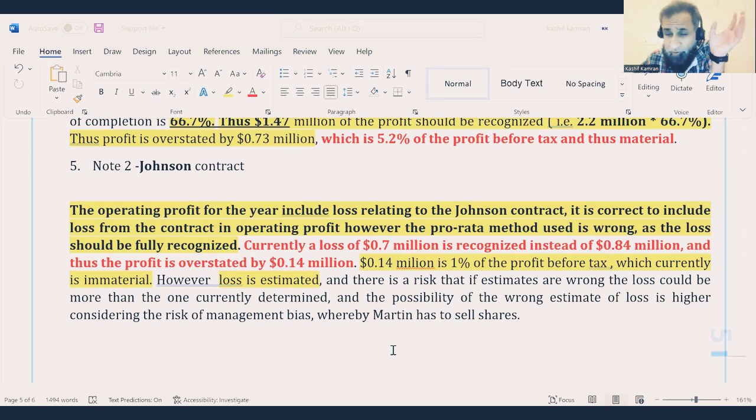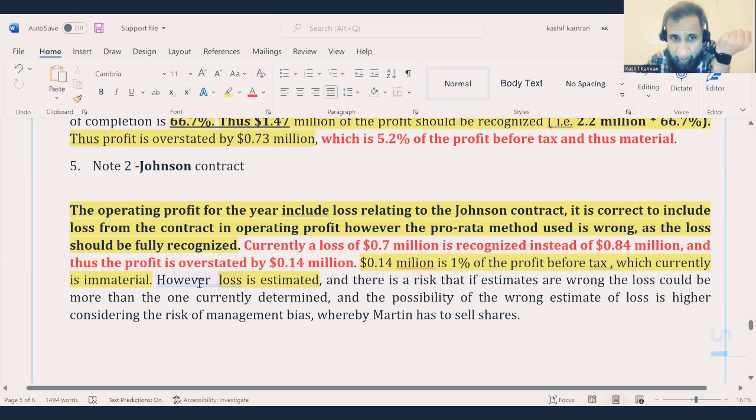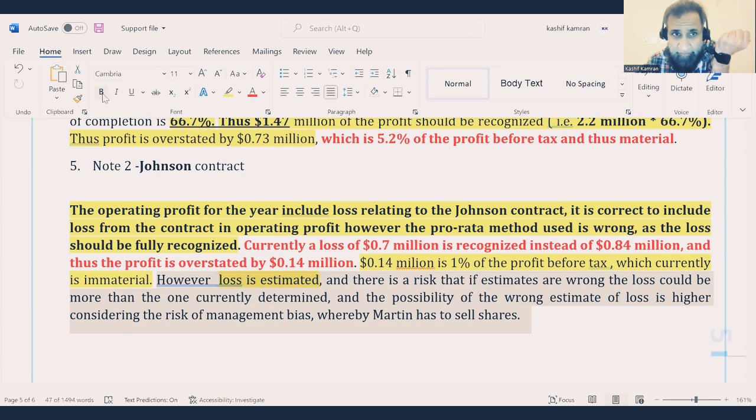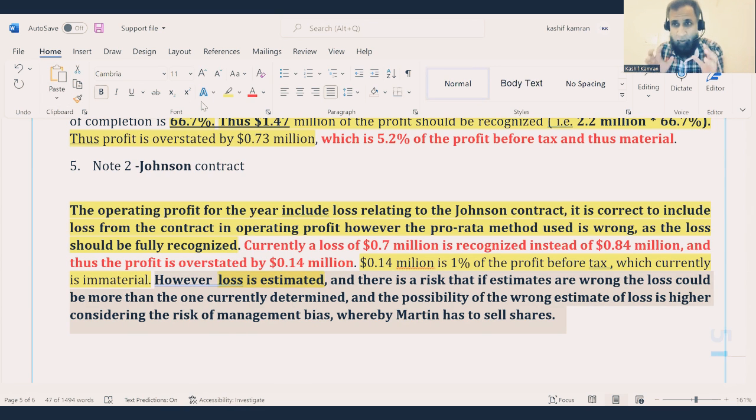No, you don't need to talk about the thresholds of materiality. You simply comment on materiality: this is material, this is immaterial. You're not quoting the thresholds. I'm not quoting thresholds anywhere in my answer. So is everyone clear? However, the loss is estimated, and there is a risk that if estimates are wrong, the loss could be more than the one currently determined, and the possibility of the wrong estimate of the loss is higher, considering the risk of management bias, whereby Martin has to sell shares. Look at this line. Do you believe there is a possibility that the loss estimate could be wrong because Martin has to sell shares, and the materiality for the loss could increase further than 1%?